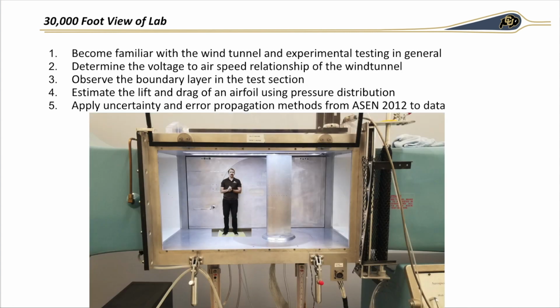Here's a very high-level look at the main objectives of this lab, summarized. Number 1, become familiar with the basic operation of the wind tunnel and testing in general. 2, determine the voltage to airspeed relationship of the wind tunnel itself. 3, observe the boundary layer in the wind tunnel. 4, estimate the lift and drag using the pressure distribution across an airfoil. And finally, 5, apply uncertainty and error analysis and error propagation that you've been learning in ASEN 2012 to this experimental lab.